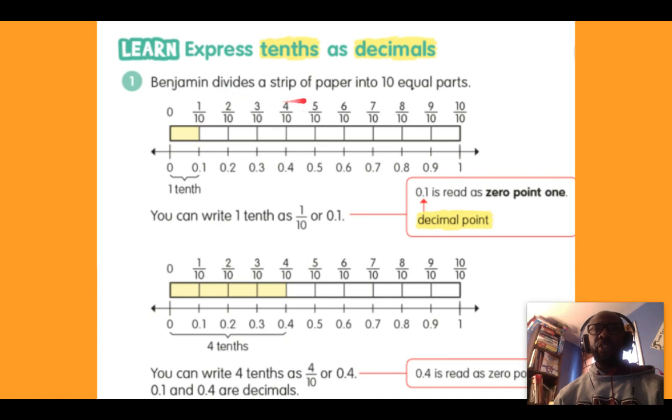Benjamin divides up a strip of paper into 10 equal parts. Let's see here. 1, 2, 3, 4, 5, 6, 7, 8, 9, 10. So these 10 equal parts now can be written in fractions, and we're very familiar with fractions. 0, 1/10, 2/10, 3/10, 4/10, 5/10, 6/10, 7/10, 8/10, 9/10, and 10/10, which is our whole.